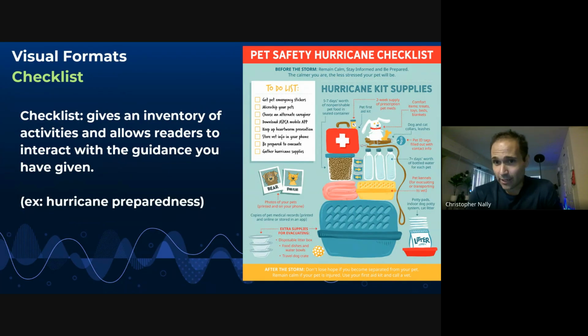And it's just right here, basically a checklist of things to get to keep your pet safe during a hurricane. What's interesting about this example in particular is that we actually have a little bit of extra information besides just a checklist. Hurricane preparedness is definitely a big one for a checklist, but it can be applied to a variety of uses depending on, again, the topic or the subject.